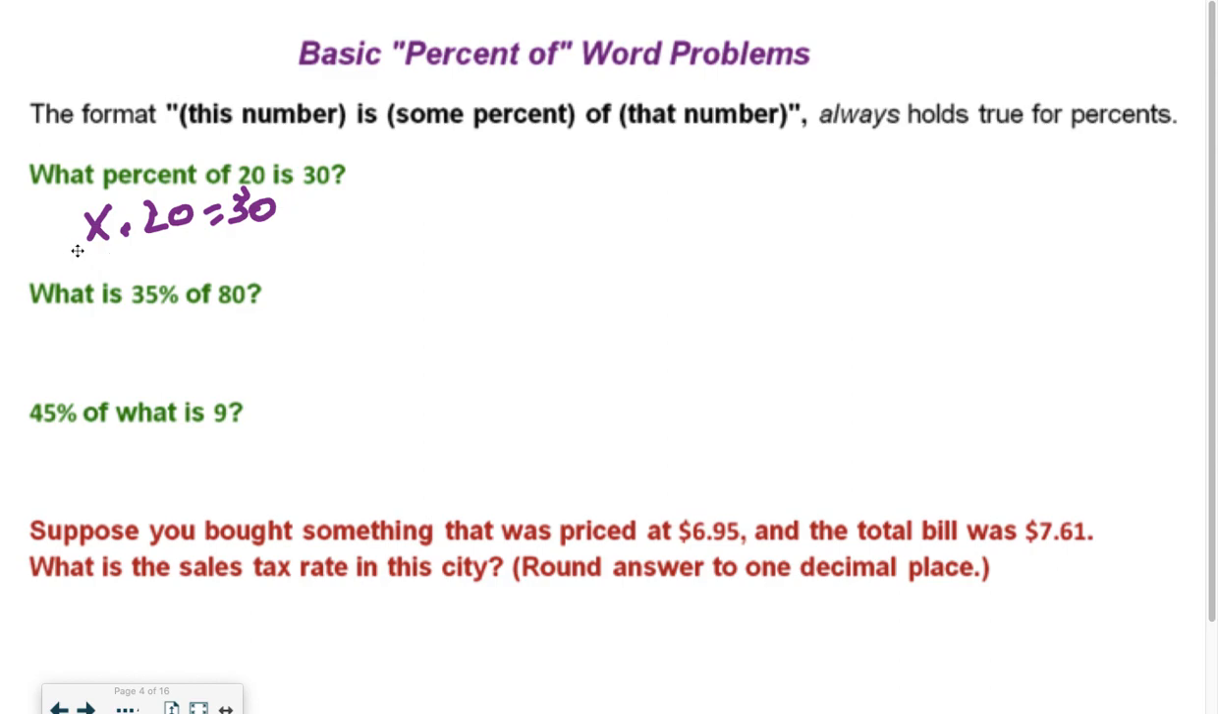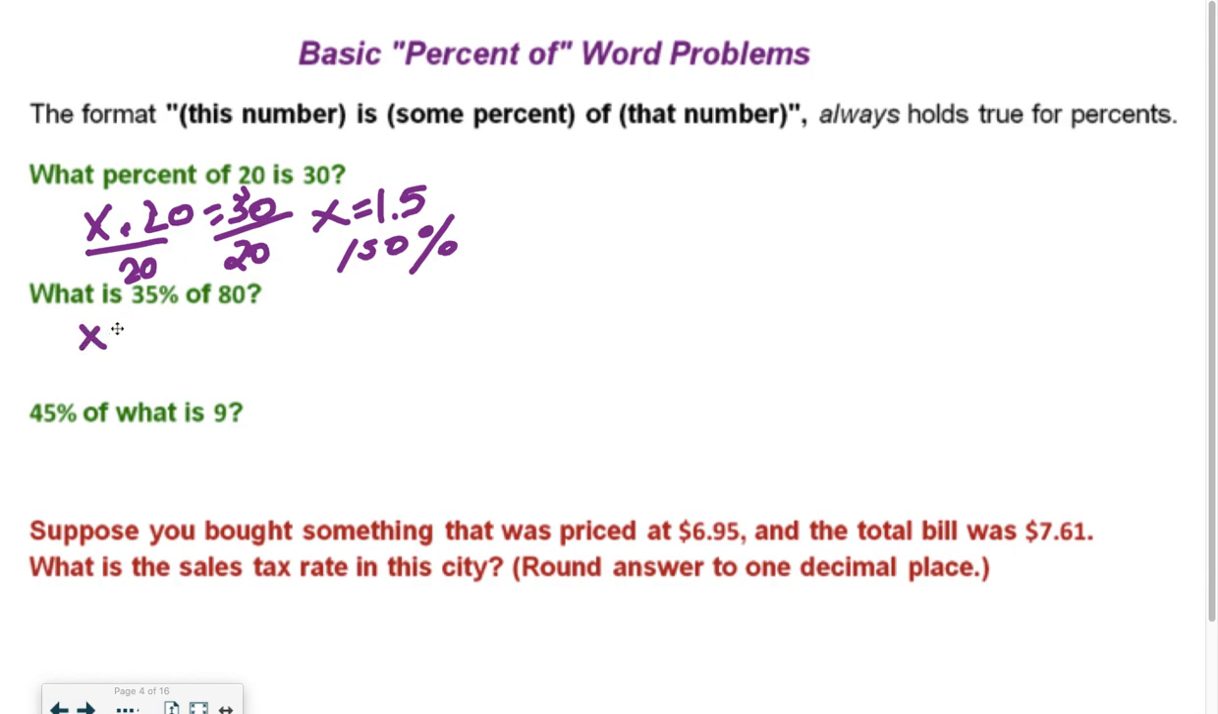Now, you should have your knowledge of basic equations. In order for us to find the value of x, we're going to divide both sides by 20. And we get x equals 1.5. Now remember, that's the decimal equivalent, so we would have to swing our decimal place over 2 to convert into a percent. Because remember, these equations work on the basis of the percent being in a decimal.